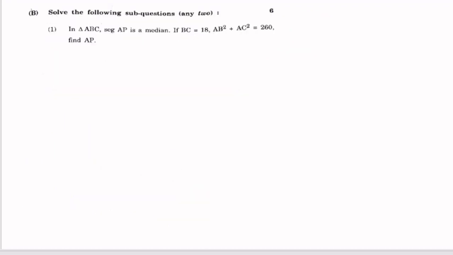Let's move to the next question, 3B. And again it says any two. When it says any two, it means 6 divided by 2, so each question will carry 3 marks.